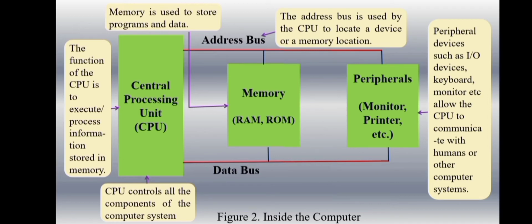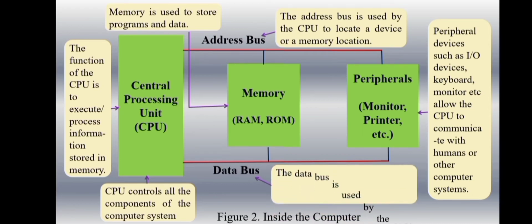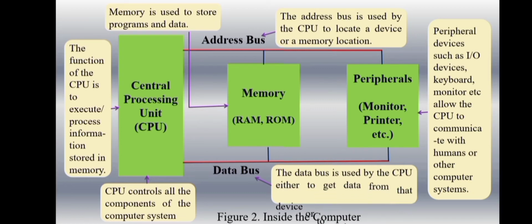The address bus is used by the CPU to locate a device or a memory location. Then the CPU uses data bus either to get data from that device or to send data to it. That means data buses are used to send information back and forth between the CPU and other devices.